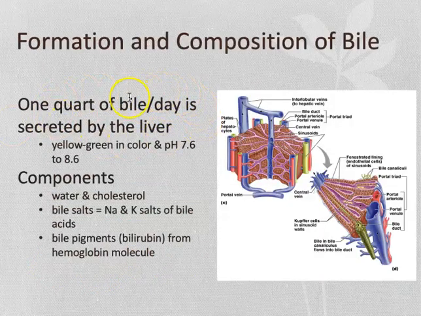Quite a bit of bile is being produced a day. You don't need to memorize that number. It's just letting you know. It has a yellowish-green color and a basic pH. It's mostly water and cholesterol, along with some salts, sodium, potassium salts, and some bile acids. There's some bilirubin that's coming from the breakdown of hemoglobin. And that's what you're seeing here. You'll see this in lab underneath the microscope.